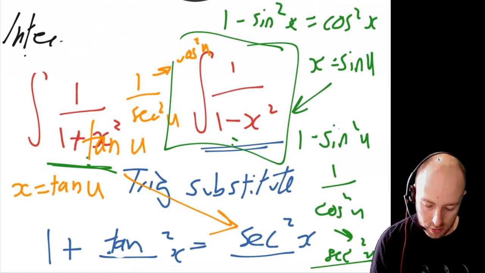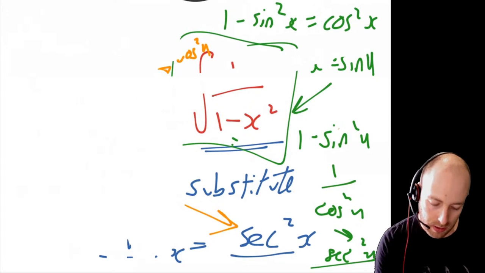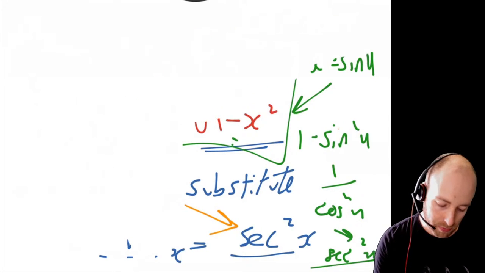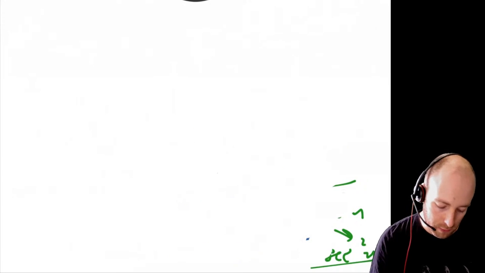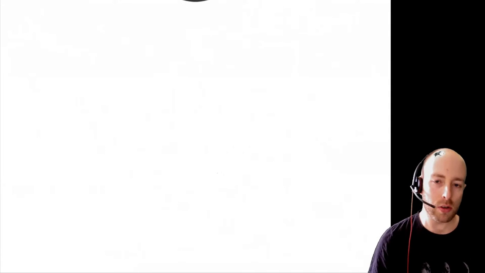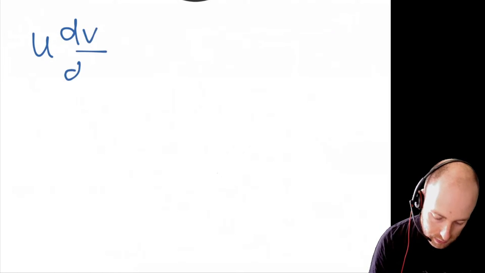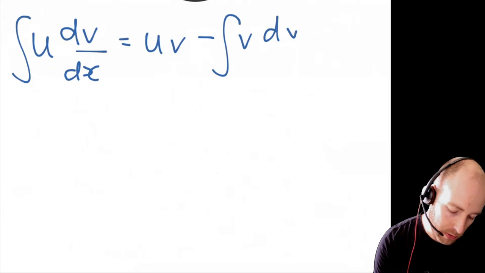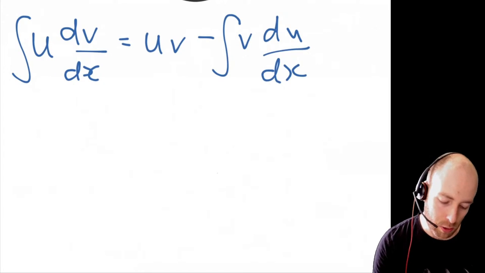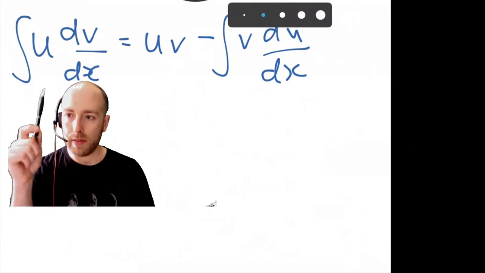So that's substitution nice and quickly. Last main method is by parts. And for it to be by parts, you're looking for a product of two things that are not both trig. If they're both trig, you're looking for a trig identity instead. And the by parts formula is the integral of u dv dx equals uv minus the integral of v du dx.